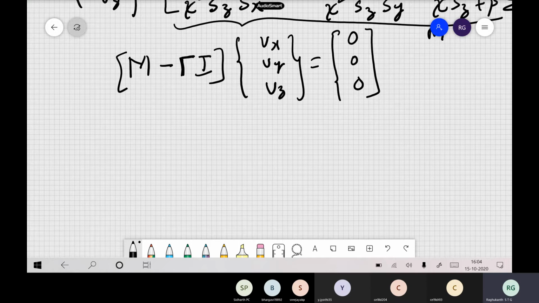How did we calculate dispersion? We found the G matrix, and the norm of G should be less than 1. If the eigenvalues are less than 1, then it is stable. I hope you remember.